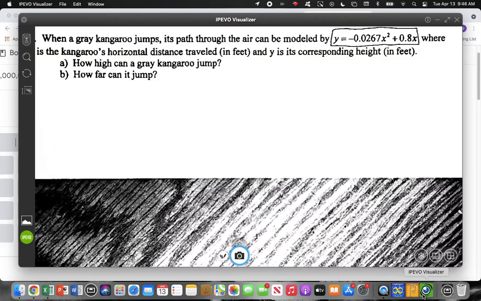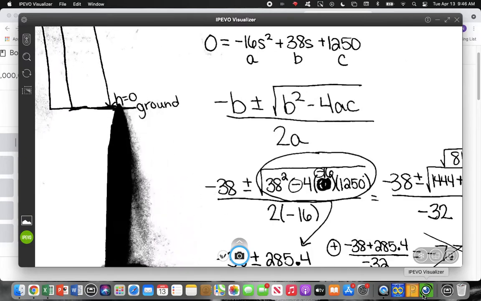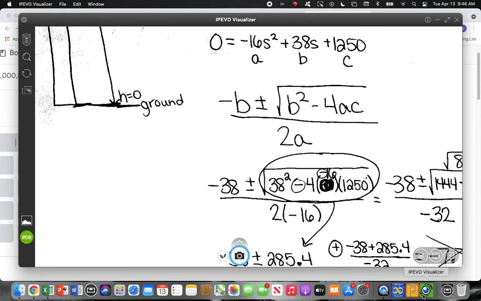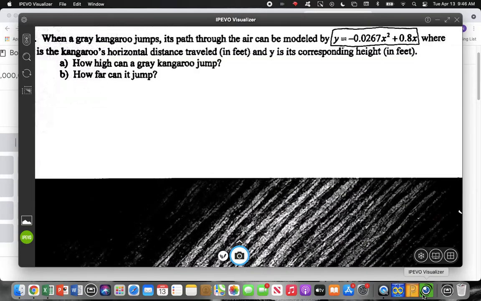On this equation, I only see 2 numbers. Which one's missing, A, B, or C? Looks like C. So if it's missing, C is 0, right? Why do you think C is 0? Do you remember on the very first example we talked about the height of 0 representing this? Where do kangaroos jump from? They start on the ground and they end on the ground. So that's why C is 0. The starting height is the ground.